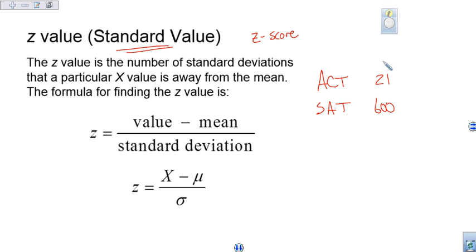I'm not going to explain the whole process, but for example, let's say that on the ACT, the average score for the population is a 20 and the standard deviation is 2. I'm completely making these numbers up for discussion purposes. With the SAT, let's say that the average score is 580, and it has a standard deviation of 35.